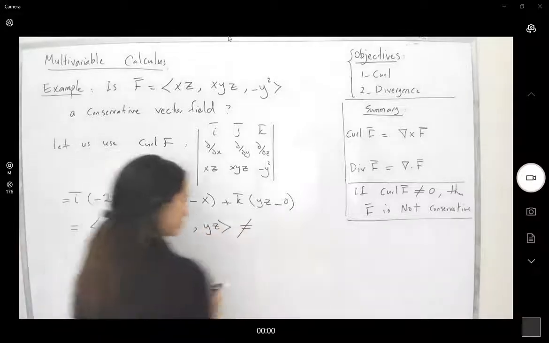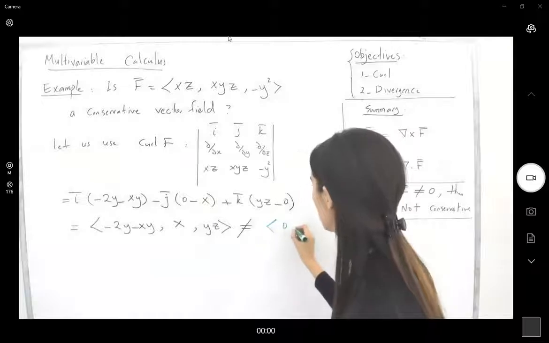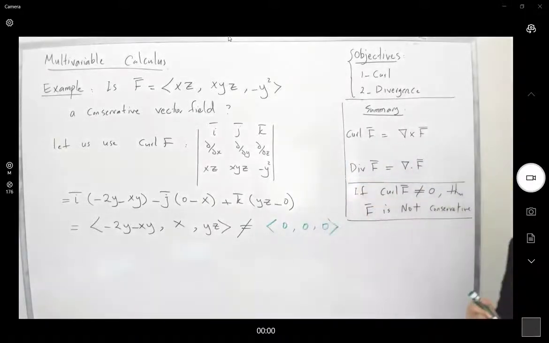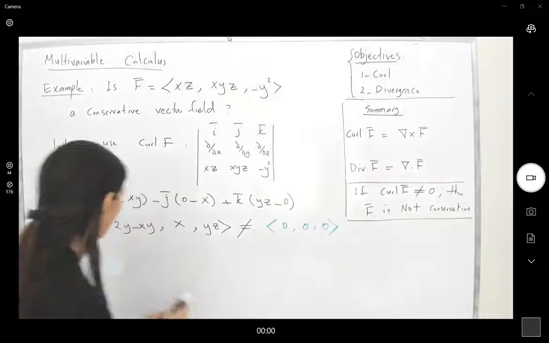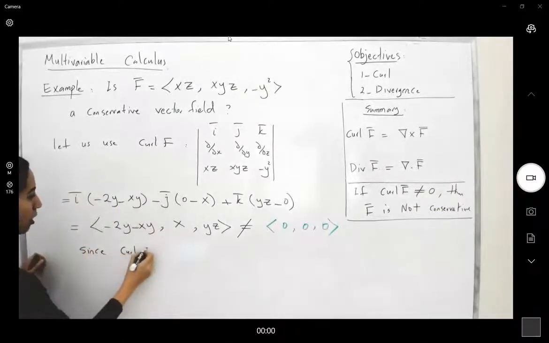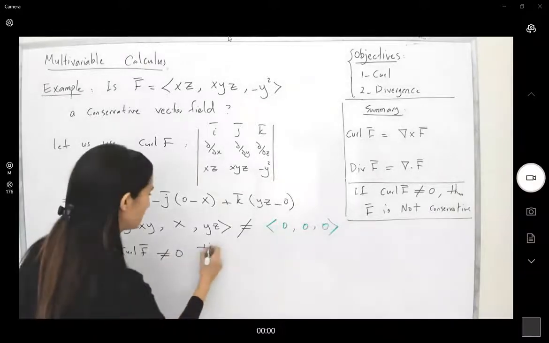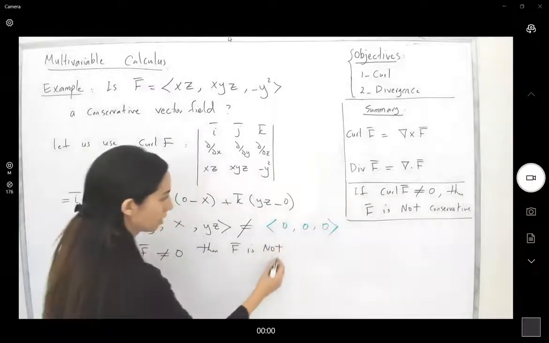which is not equal to 0, 0, and 0. So it means that it doesn't satisfy the condition of curl equal to 0. So you can say that since curl of F is not equal to 0, then F is not conservative.